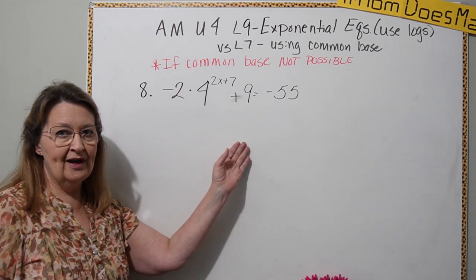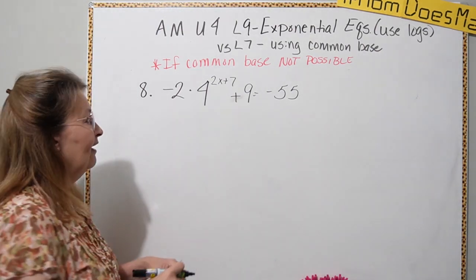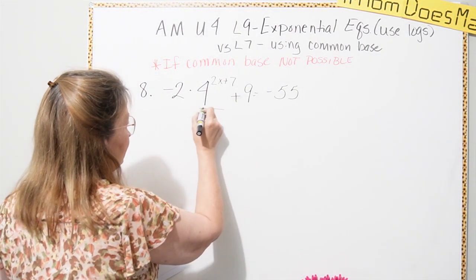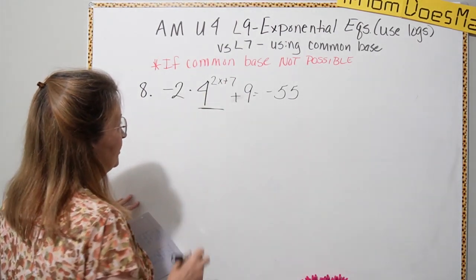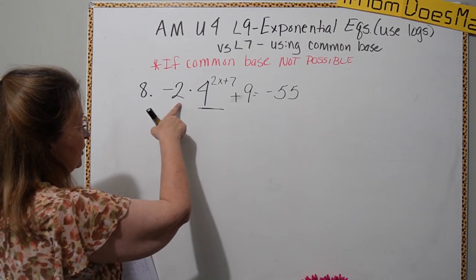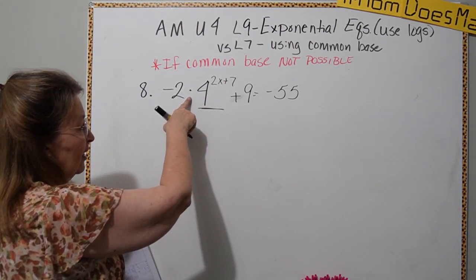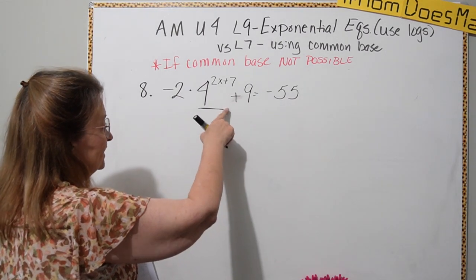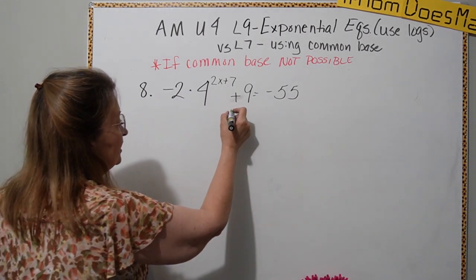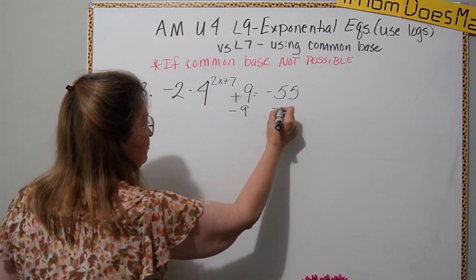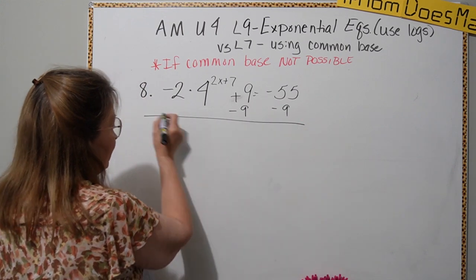Okay, here's number 8. So let's identify our exponential. Here it is right there: 4 to the 2x plus 7. So I'm going to have to get rid of a negative 2 that is multiplied times it and a 9 that is added to it. So let's get rid of the addition first. We're going to subtract 9 from each side.